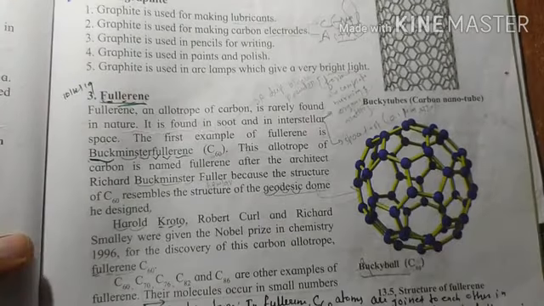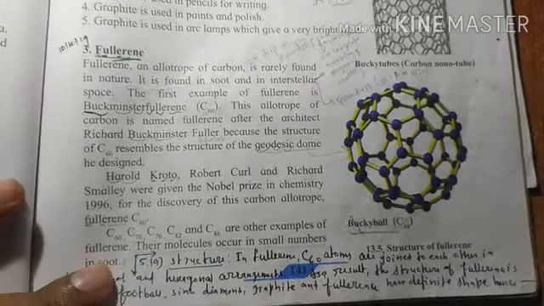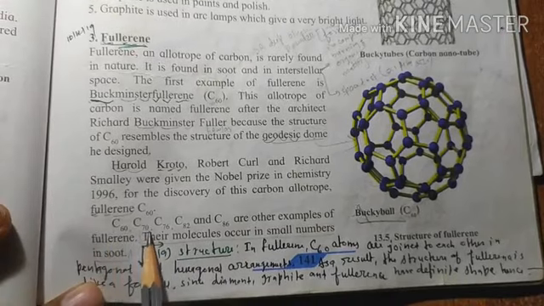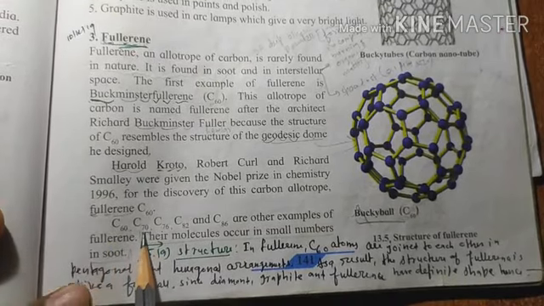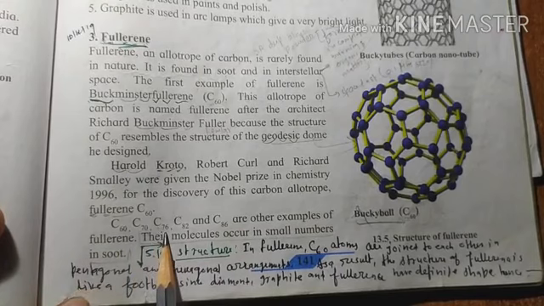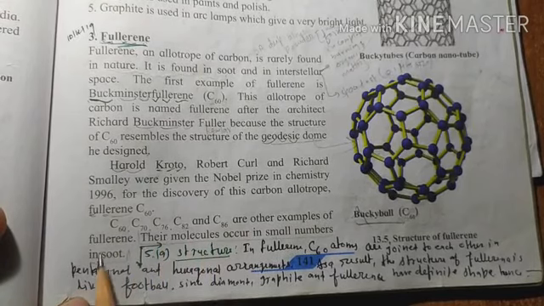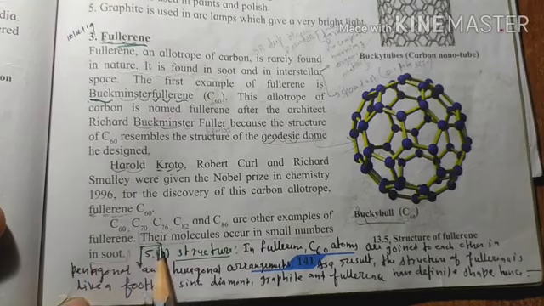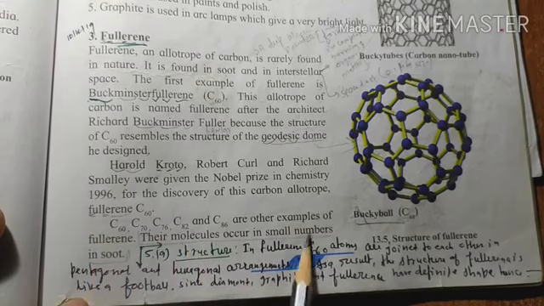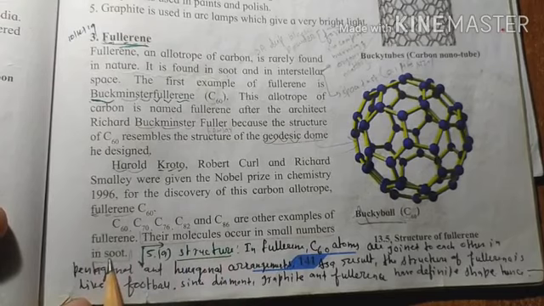Similarly, C70 means there will be 70 carbon atoms. C76 means there will be 76 carbon atoms. Similarly, C82 and C86 are other examples of fullerene. Their molecules occur in small numbers in soot. Okay.